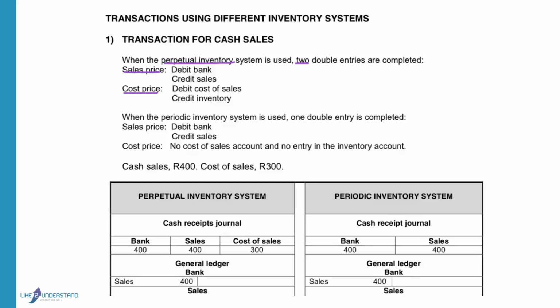When the periodic inventory system is used, one double entry is completed. For the sales price, debit bank, credit sales. No entry is completed for the cost price because you don't use the cost of sales account and you don't use the inventory account during the financial year when you use the periodic inventory system.